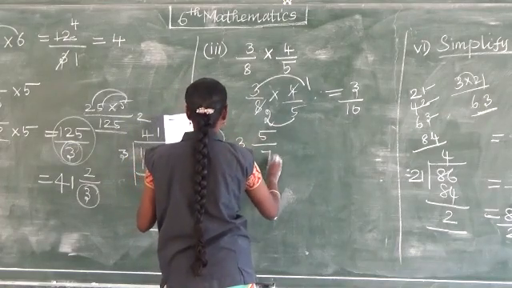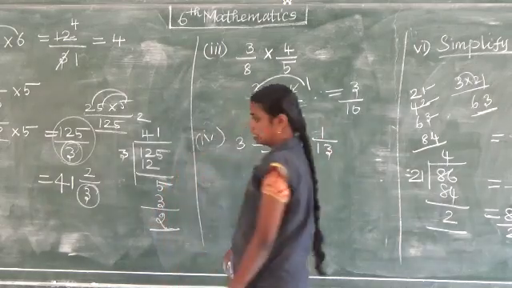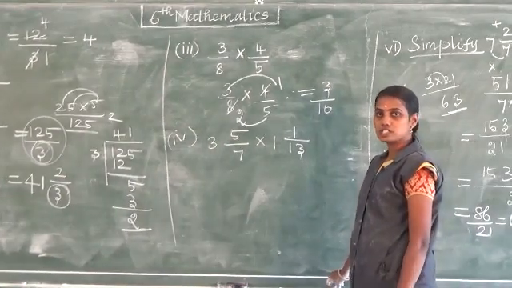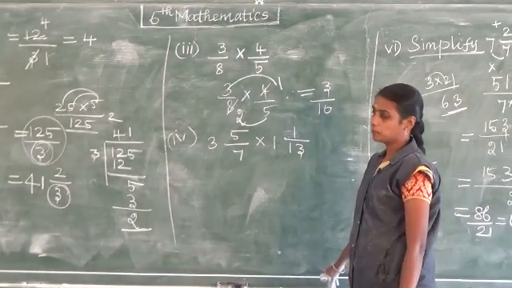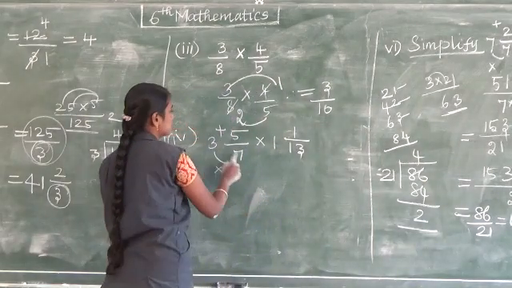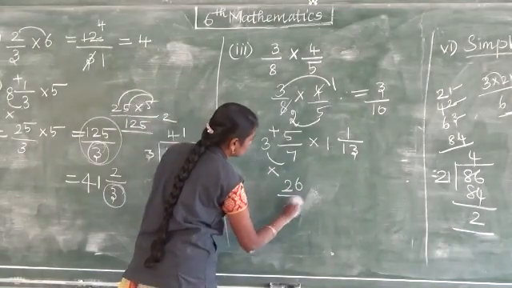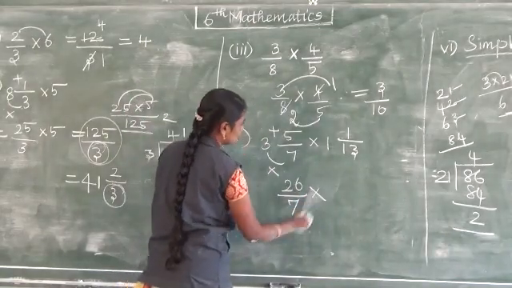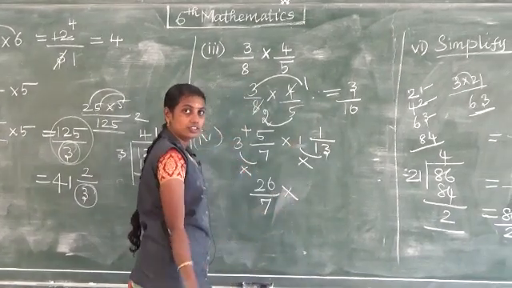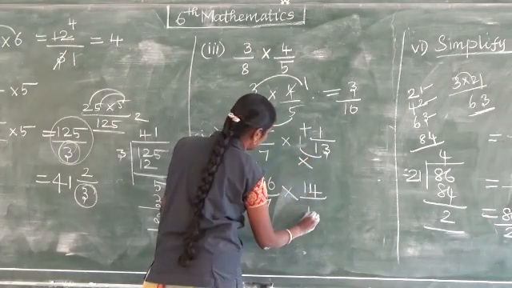3 5 by 7 into 1 by 13. It is a mixed fraction. Mixed fraction convert into improper fraction. Multiply and add. 3 sevens are 21, 21 plus 5, 26 by 7 into, here also multiply. 13 ones are 13, 13 plus 1, 14 by 13.